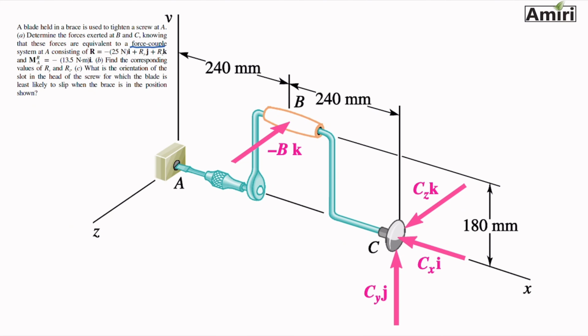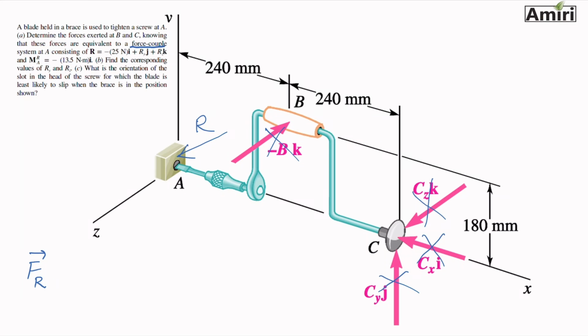B is only in K direction, in Z direction. C has I, J, and K. It gives you the equivalent moment and equivalent force at point A. Equivalent means replace all of these. So I get rid of all of that. Instead, I put a reaction at A.